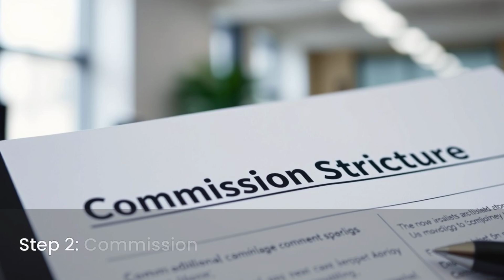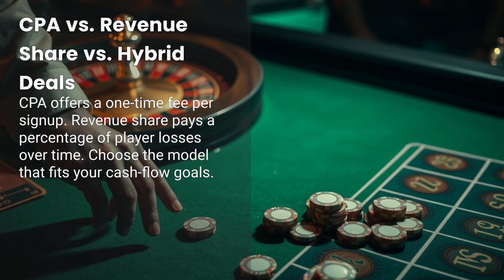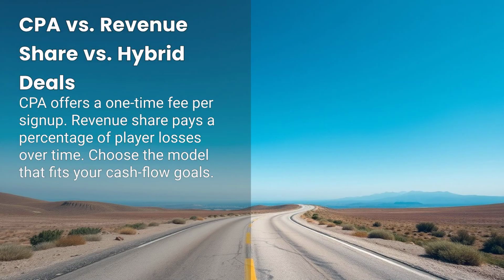Step 2. Commission structure. Compare CPA versus revenue share versus hybrid deals. CPA gives you a one-time fee per sign-up, while revenue share pays you a percentage of the player's losses over time. Choose the model that matches your cash flow goals.